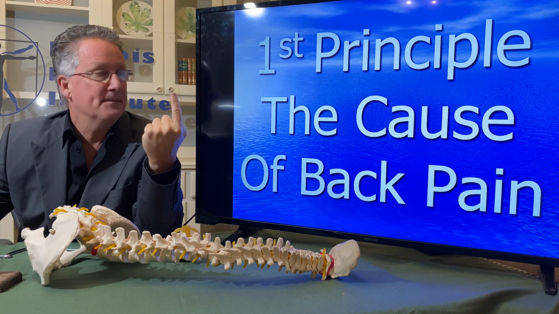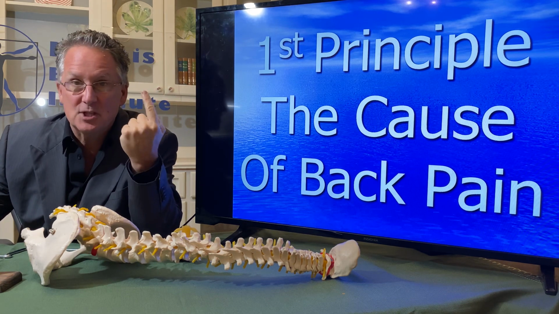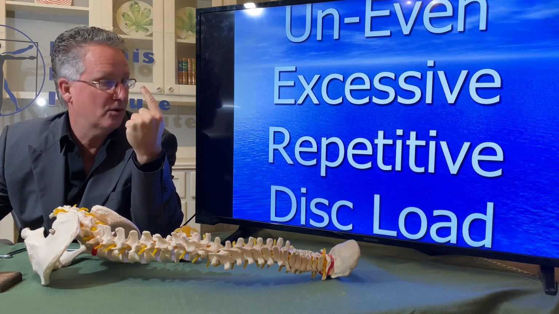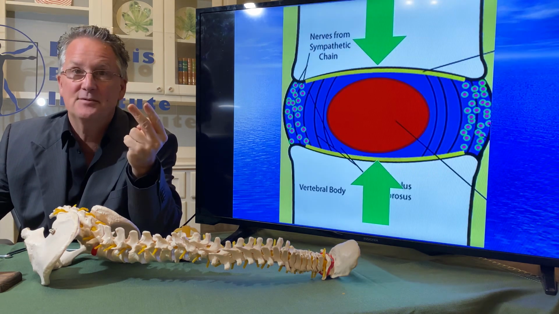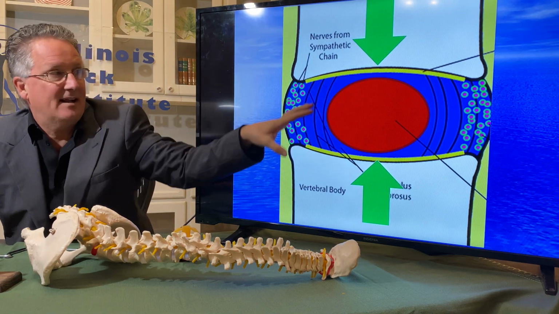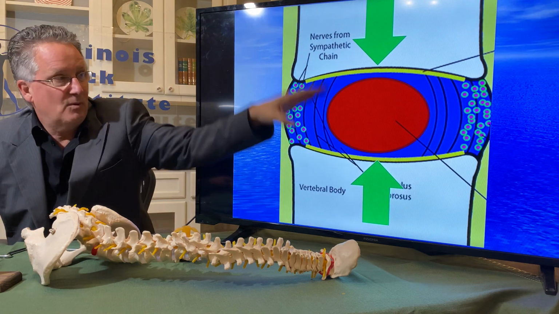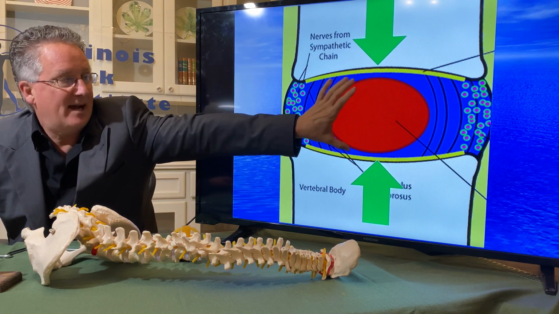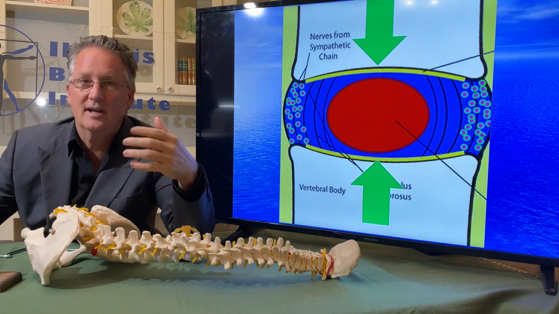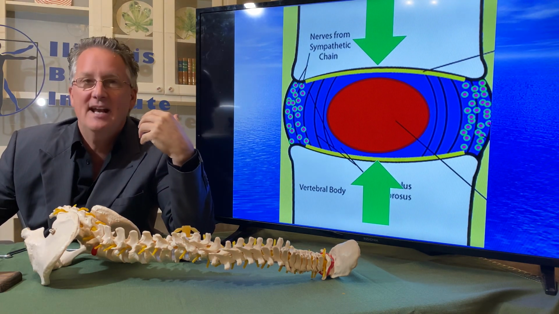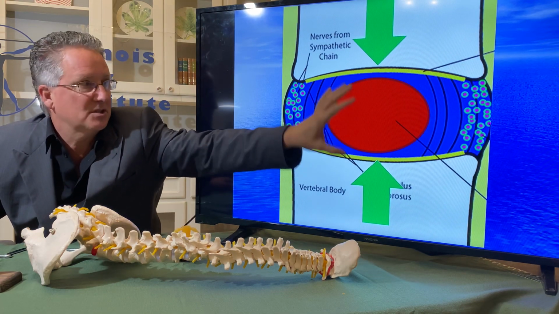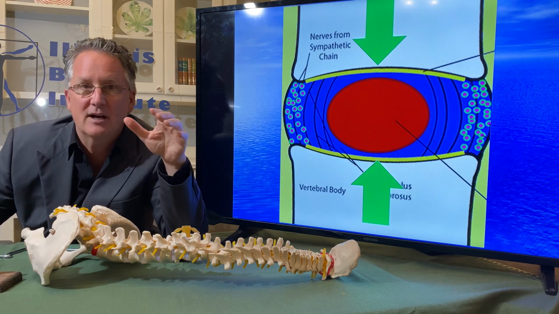So number 1, you need to know the first principle of why you have back pain is the uneven load or stresses and repetitive stresses on the disc. The disc is designed to be balanced. You want steady, balanced sort of pressure. You don't want uneven pressure for too long. It can handle uneven pressure, but not all day, every day. It's really designed to be in a very specific position where the stresses are balanced throughout the disc.